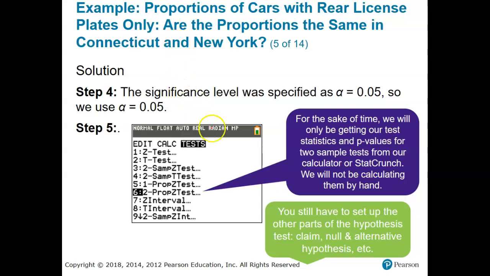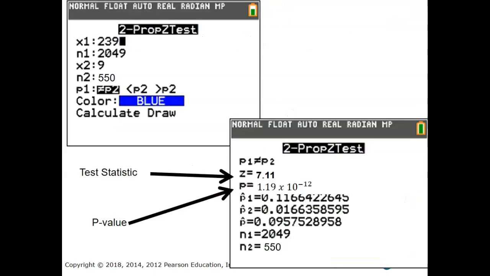Okay, so what we're going to do is go to stat, and then test. We're going to go down to number 6, which is 2 proportion z-test. So instead of calculating our test statistic and our p-value ourselves, we're going to get this part from the calculator. You do still have to write down the null hypothesis, the alternative, the test statistic and the p-value, and then you have to draw your conclusions. Okay, so at the 2 proportion z-test, we're going to enter our x sub 1, our n sub 1, our x sub 2, and our n sub 2. Choose the tail of the graph for the alternative, so it's a does not equal, and then calculate, and you can see here's our test statistic, and here's our p-value.